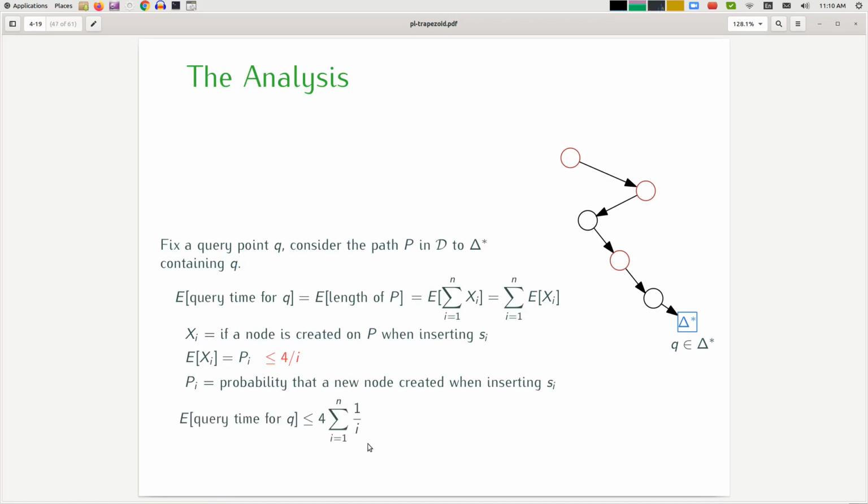Then we plug it in, and we get this upper bound for the expected length of the query, which is 4 times the sum of 1 over i. And if you know your basic formulas, the sum of 1 over i is a harmonic series, which is roughly equal to log n. So we could say that 4 times H of n is O of log n. And that concludes the expected query time of this algorithm.